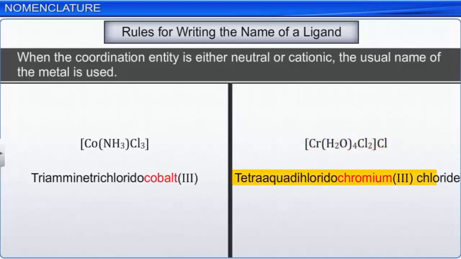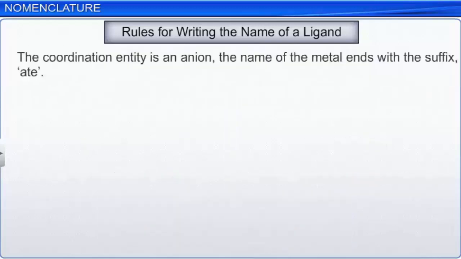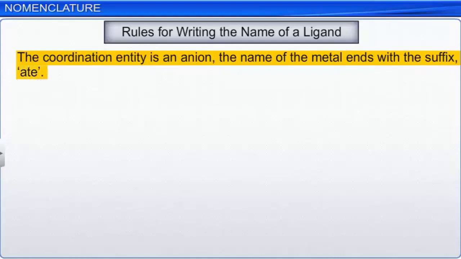However, when the coordination entity is an anion, the name of the metal ends with the suffix -ate. For example, the anionic complex Na[Pt(NH3)Cl3] is named as sodium amminetrichloridoplatinate(II).